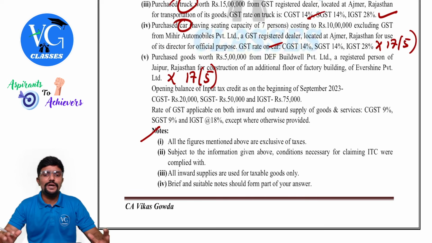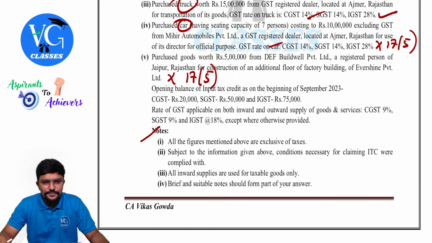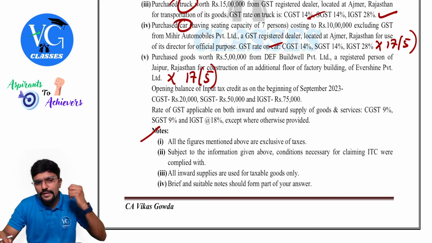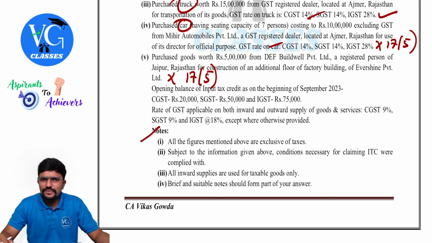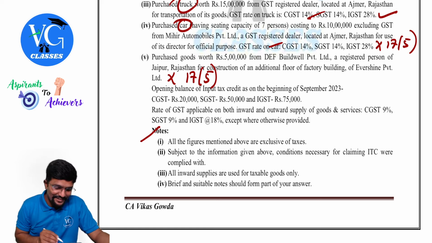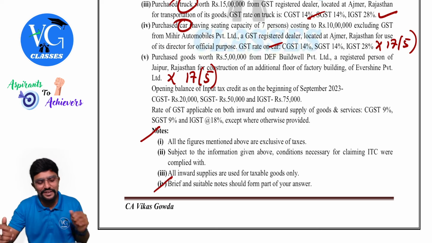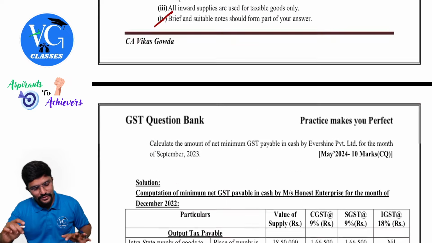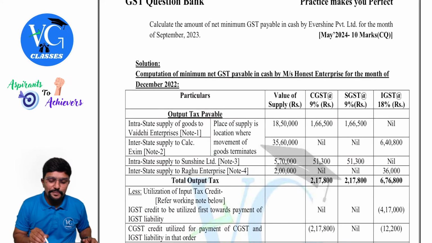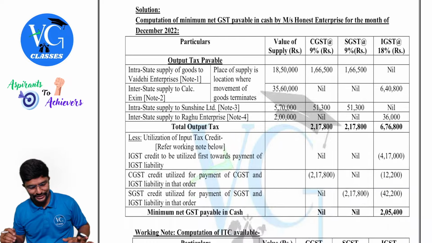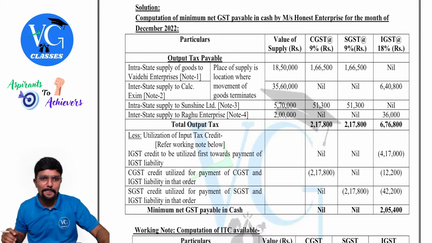Subject to the information given above, conditions necessary for claiming ITC were complied with, guys. Everything else is satisfied except whatever they have given. All inward supplies are used for taxable goods only, means used for business purpose, and outward supply is taxable. Hence, credit is available provided other things are taken care of. Brief and suitable notes should form part of your answer. Even if this point is not given, please make sure that you guys give notes and working notes wherever required, guys. Chalo. So what are we supposed to calculate? Net minimum GST payable in cash. Chalo. One by one we will see.